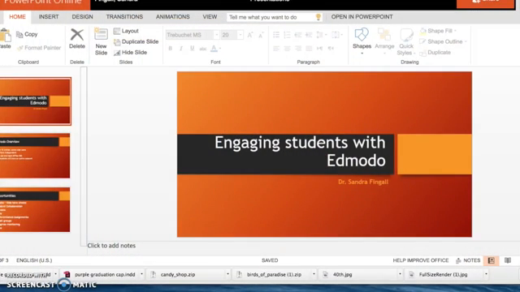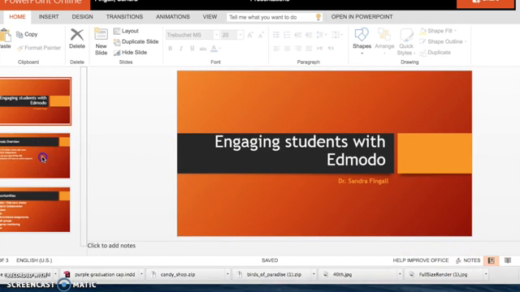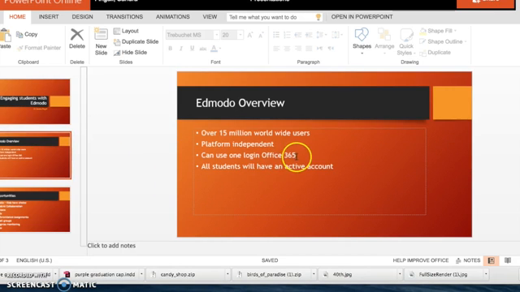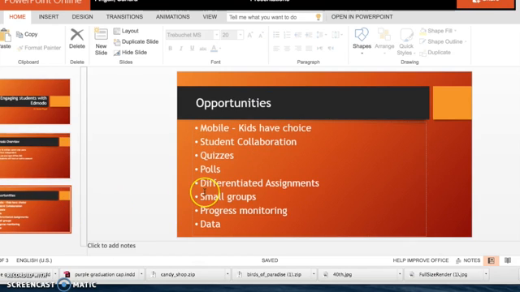Let's take a look at how we can engage students using Edmodo. Interestingly enough, Edmodo is a tool that is used over the world with over 15 million users. It's platform independent, and we can use it with one single point of logging in, Office 365, which is great for us because our kids will all have an active account in Office 365.